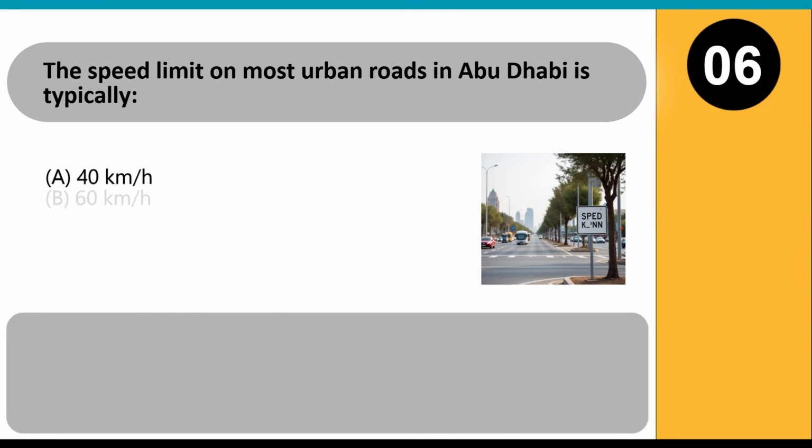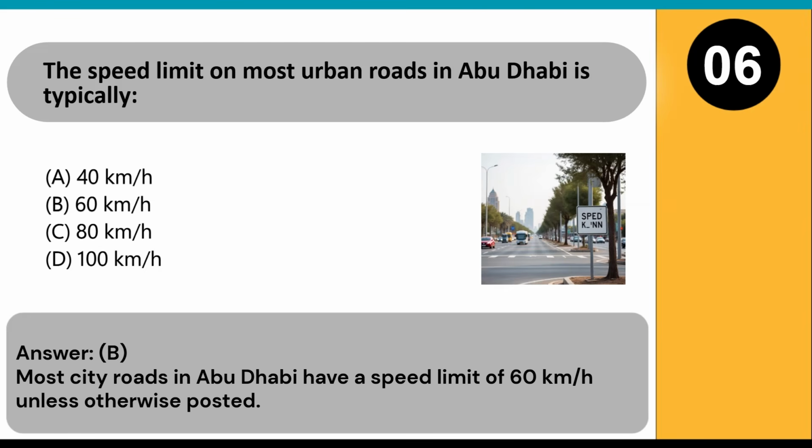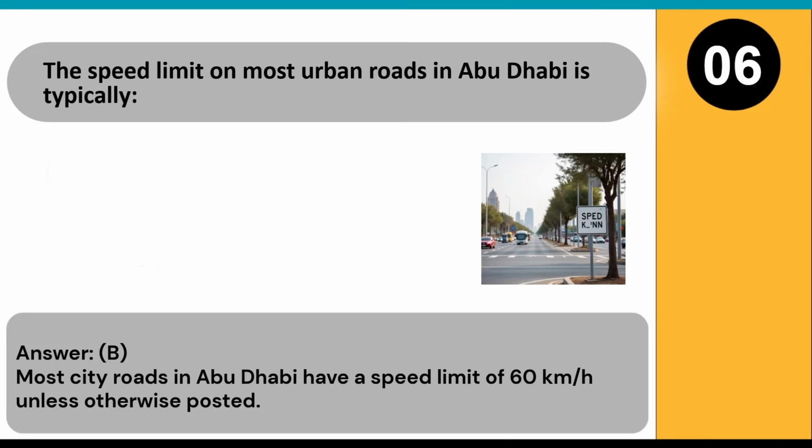The speed limit on most urban roads in Abu Dhabi is typically: A. 40 km per hour. B. 60 km per hour. C. 80 km per hour. D. 100 km per hour. Answer: B. Most city roads in Abu Dhabi have a speed limit of 60 km per hour unless otherwise posted.